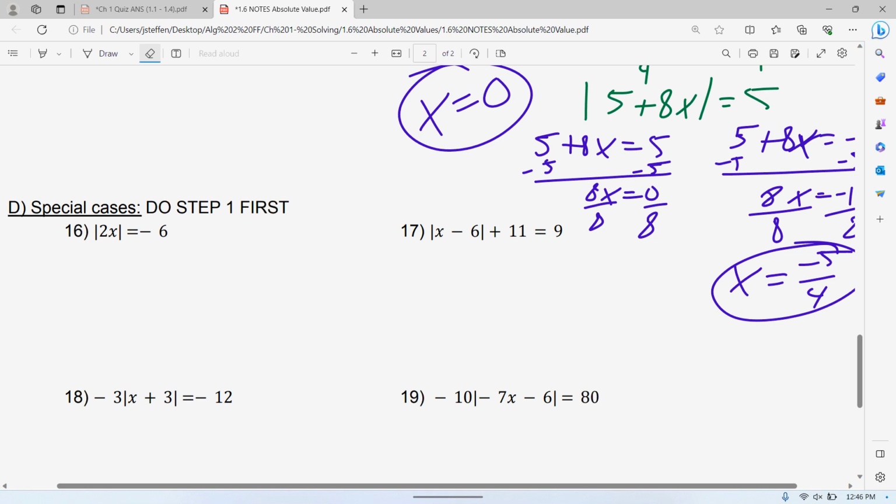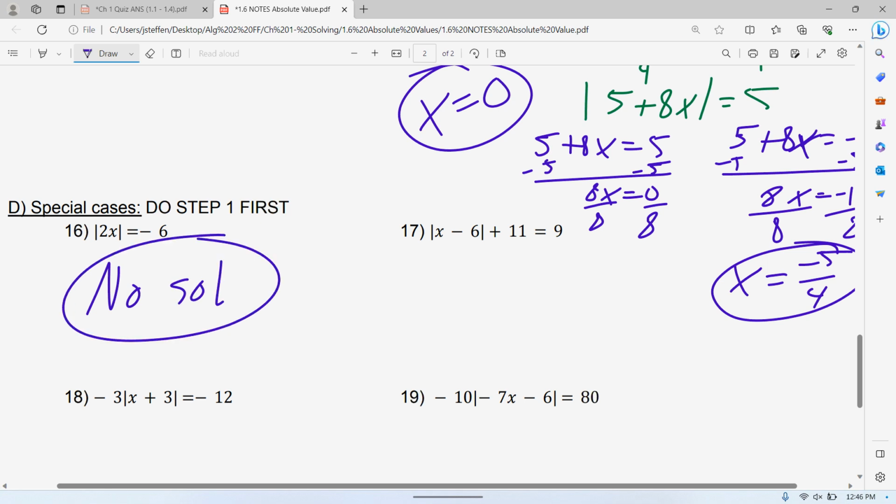So for instance, number 16, the absolute value of 2x is equal to negative 6. That's already no solution because you can never have an absolute value that is equal to a negative. Your absolute value will always be positive. I'm hoping when you draw your two equations, you realize there's a negative here, you get confused, and that reminds you, you cannot have that at all. So that is no solution.